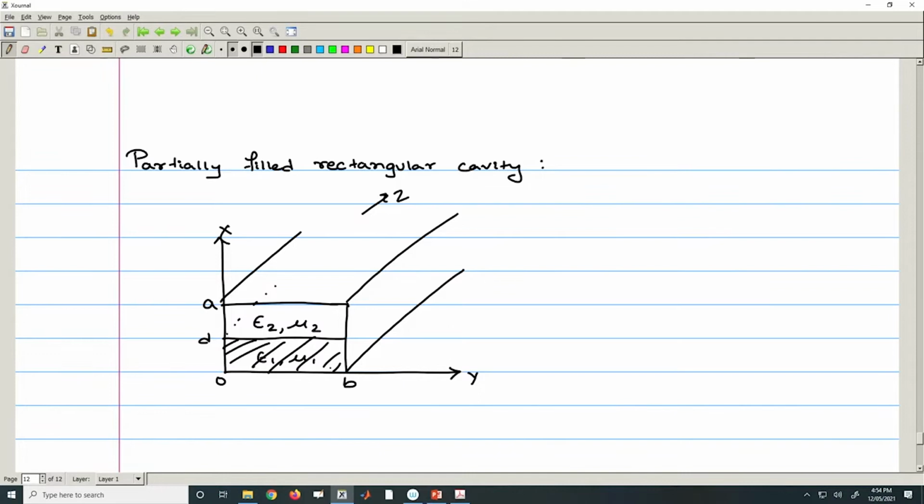So, we will have additional conductors covering z equals 0 and z equals c. At both the ends, at z equals 0 and z equals c, we are having conductors placed.